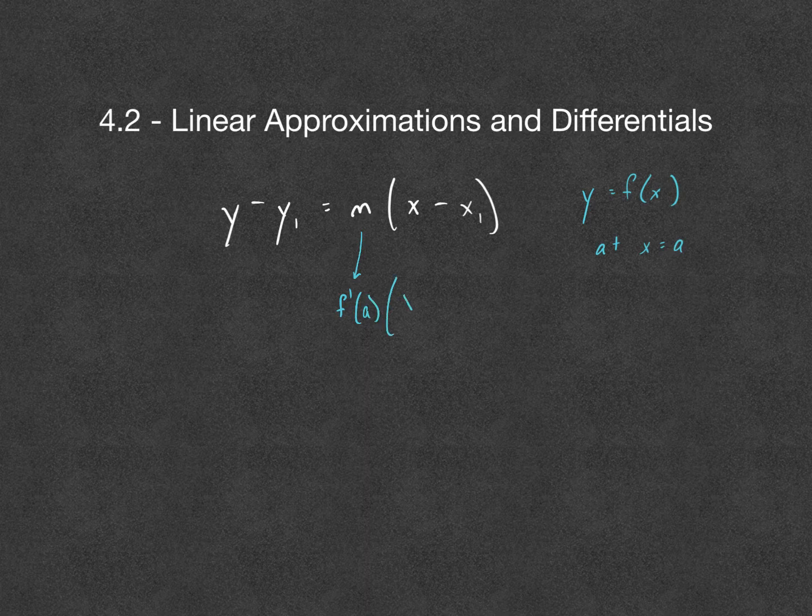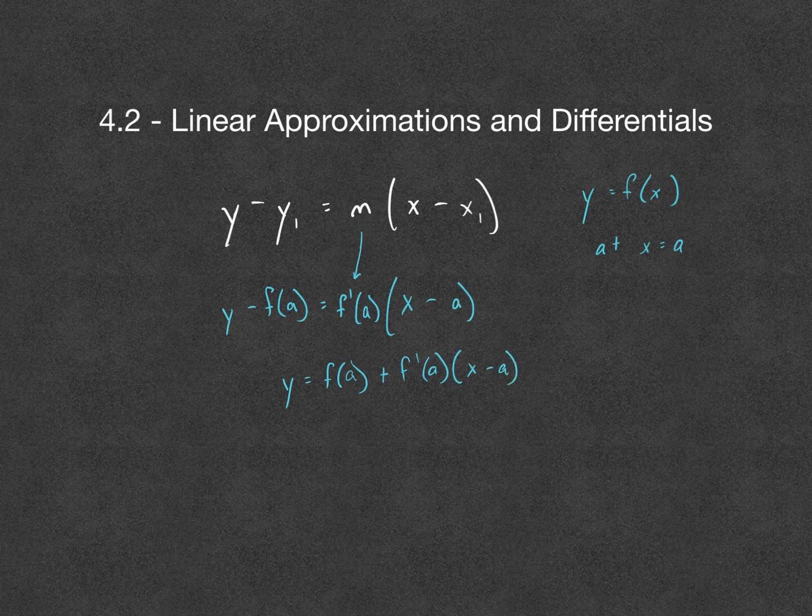Okay, inside of the parentheses, x minus the x coordinate is the one that we're given, a. And then the y coordinate, that's what I get when I substitute a into the function. So we can rewrite this as y minus f of a equals f prime of a times x minus a. And then if I get y by itself, then it looks like this. Add the f of a to both sides. y equals f of a plus f prime of a times the quantity x minus a.